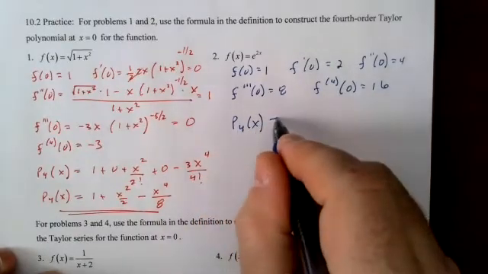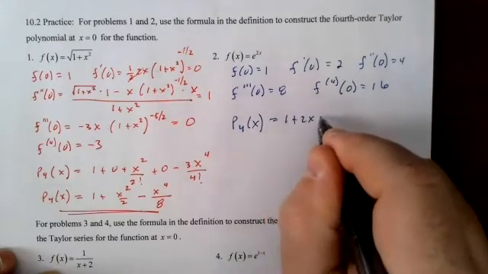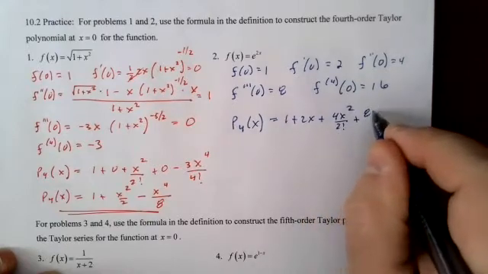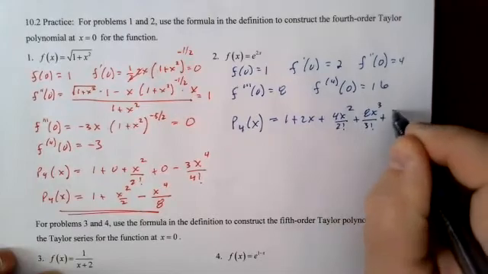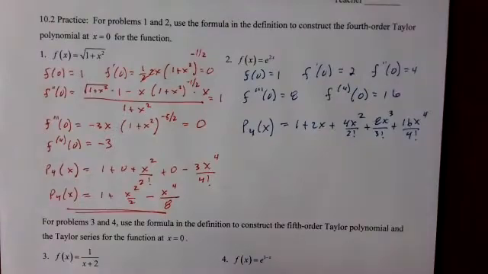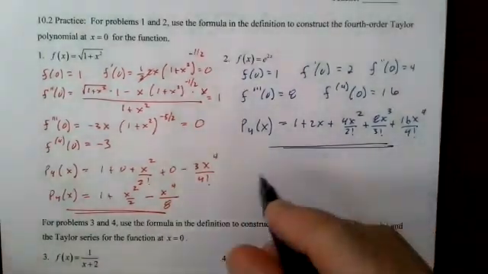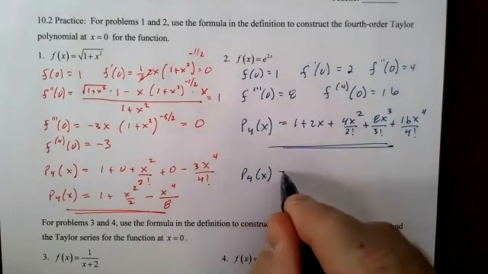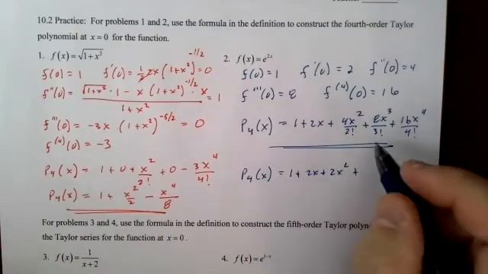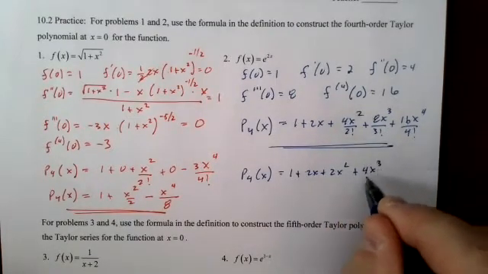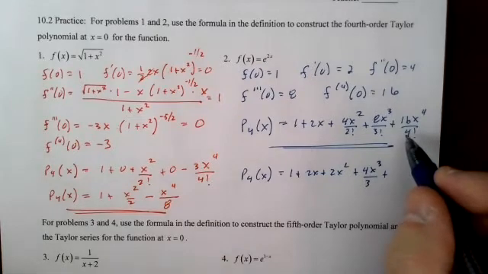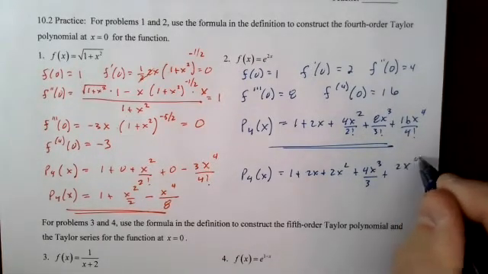P4 of x equals 1 plus 2x plus 4x squared over 2 factorial plus 8x to the 3rd over 3 factorial plus 16x to the 4th over 4 factorial. You can leave it like that. Nothing, absolutely nothing wrong with that. If you're one of those people who likes reducing it, 1 plus 2x plus 2x squared plus 4x to the 3rd over 3 plus 2x to the 4th over 3.